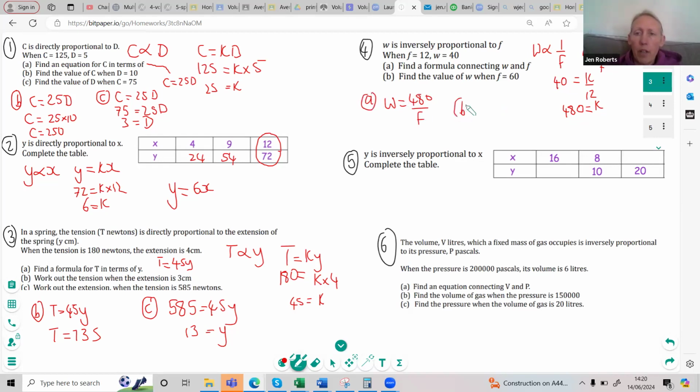Part B, find the value of W when F is 60. We just put that straight in our formula. No rearranging needs to happen. W is 8.